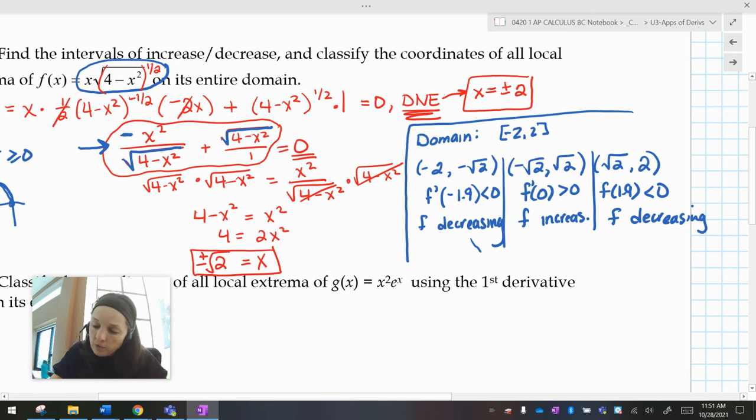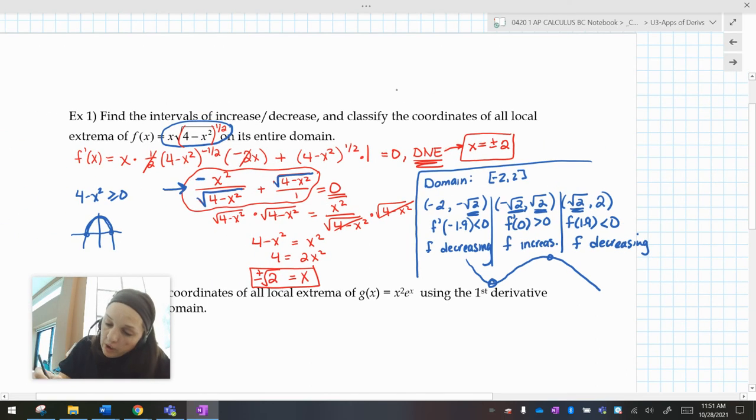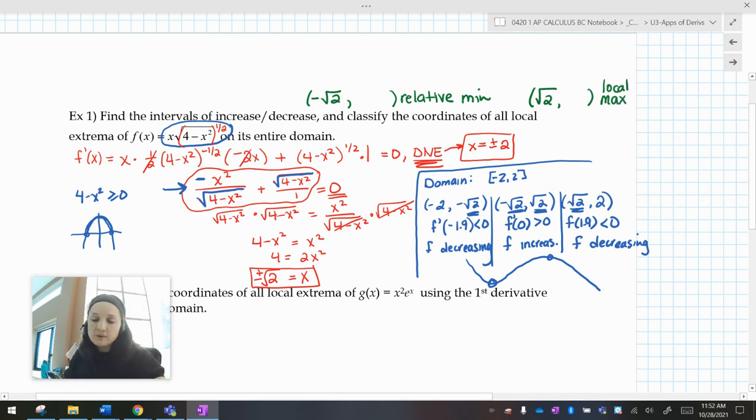Now, that means f goes down and comes back up and then goes down again, which means we have a minimum at negative root 2, pardon me, and we have a maximum at positive root 2. So that means that we're going to come up here because I'm running out of room. At negative root 2 comma something, we have a local min. And at positive root 2 comma something, we have a local or relative max.